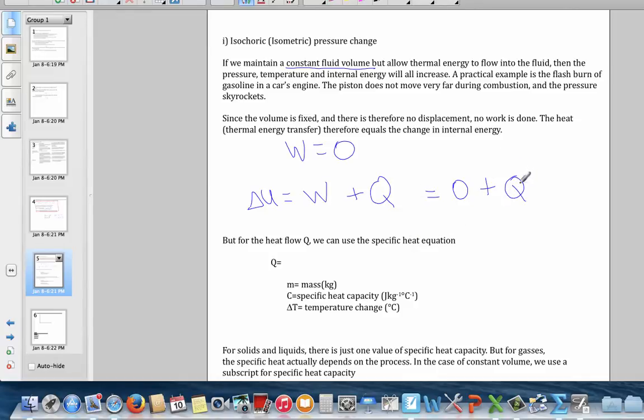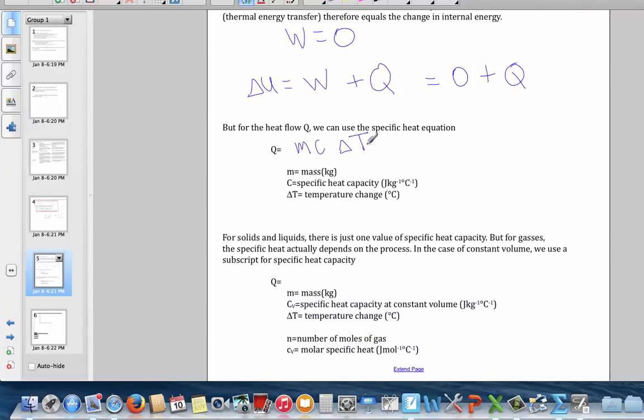Now, heat flow, we know from elementary physics, is given by mc delta T, where m is the mass of the fluid or material, c is the specific heat capacity of the material, and delta T is how much the temperature goes up. Now, we've used this relationship before, but for solids, there's only one value of the specific heat capacity.